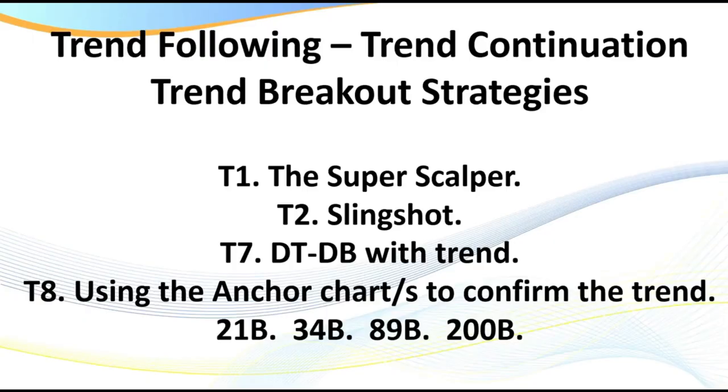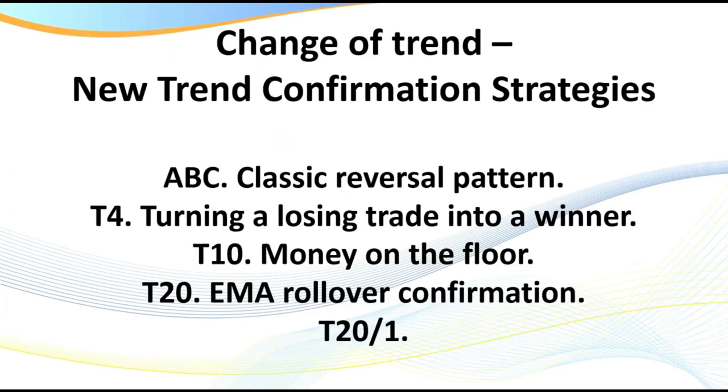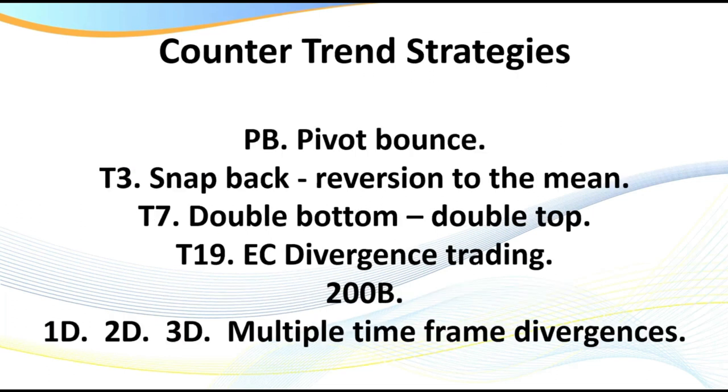Now, when it comes to trading, there are a lot of different trend continuation trades that we can take. There are indicators, like the super scalper is an indicator, the slingshot works on a pullback and an indicator. You've got double tops, double bottoms with trends, you've got anchor charts, you've got EMA bounces or moving average bounces. There's a whole lot of them. Then you get to change of trend or new trend confirmation strategies. You've got your classic ABC setups, you've got lots of different setups. Then you've got your counter trend setups.